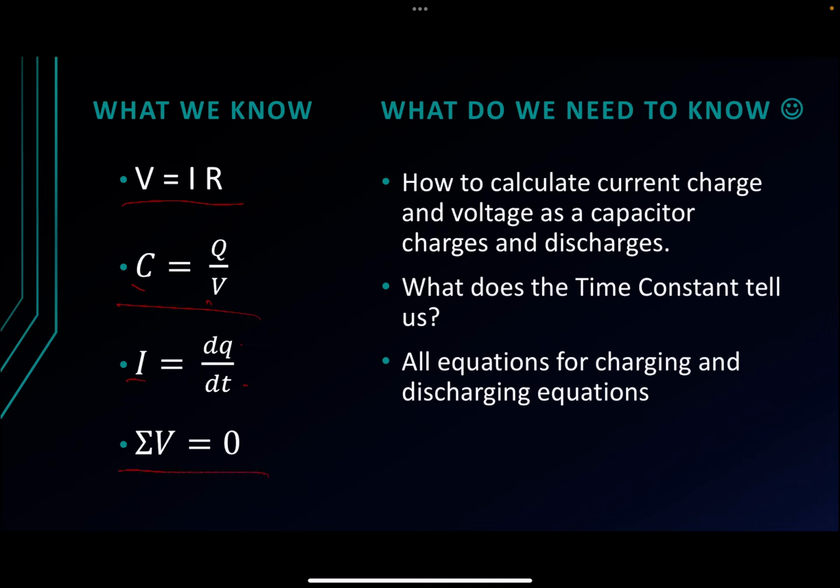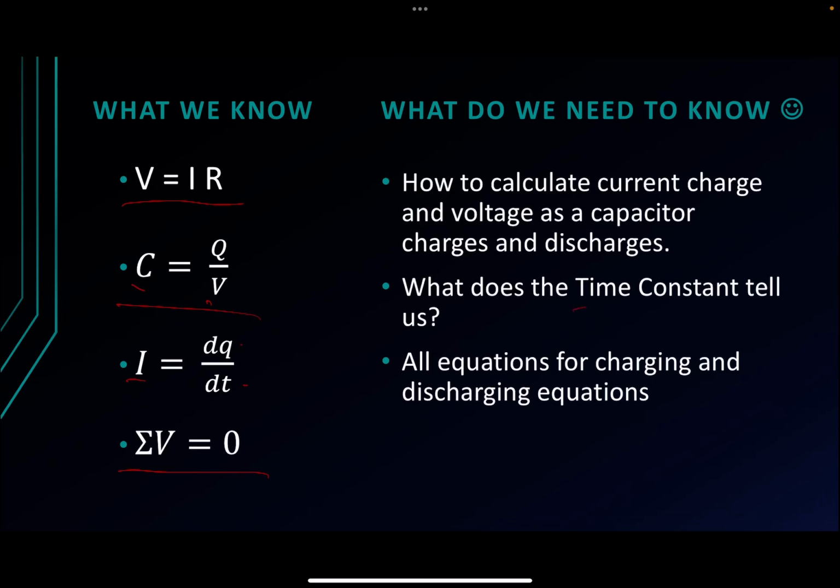And we also know our loop rule, right? And so that's from our Kirchhoff's law. We're putting this all together here, where if you go around in the loop, the total voltage should add up to 0. What we need to know is how to calculate the current, charge, and voltage as the capacitor charges or discharges. So that's where this timing aspect is going to come in: how long does it take to charge and what is happening to that current or charge as it's going.